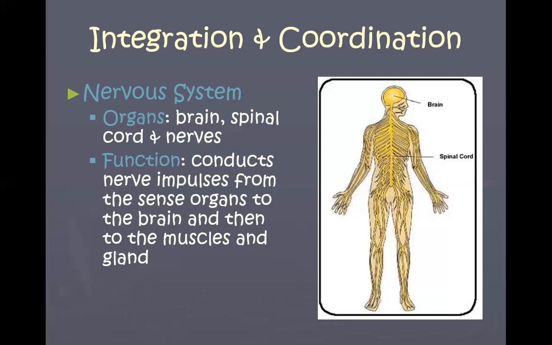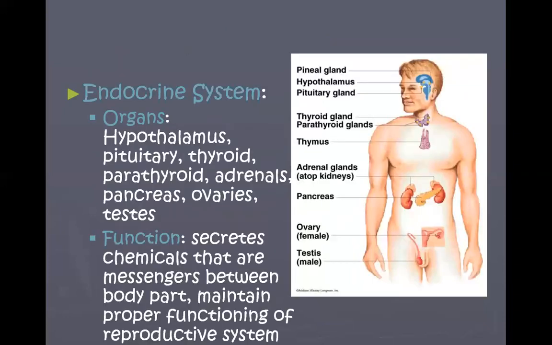Okay. Well, your nervous system is first in command. It is in charge. Do you know what system is second in command? Your endocrine system, your hormones. Your endocrine system is made up of glands. Your hypothalamus is a gland. Your pituitary, your thyroid, your parathyroid, adrenals, pancreas, ovaries, and testes.